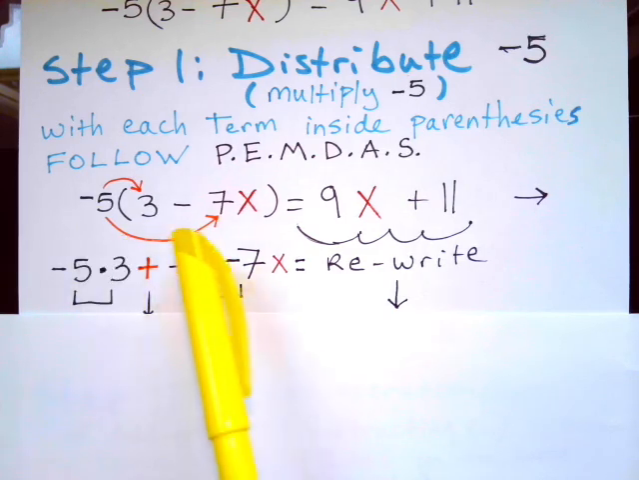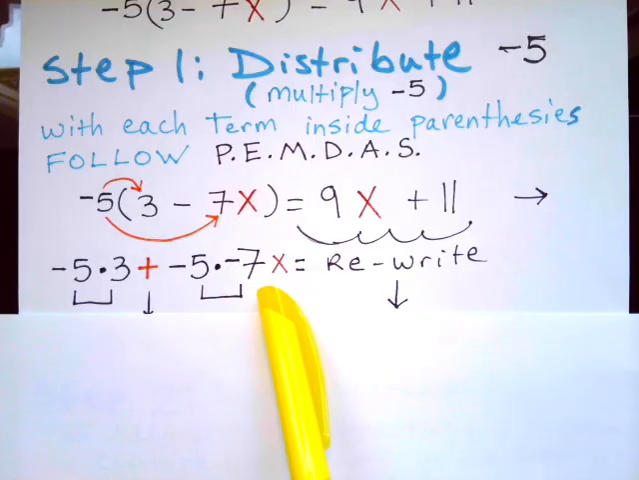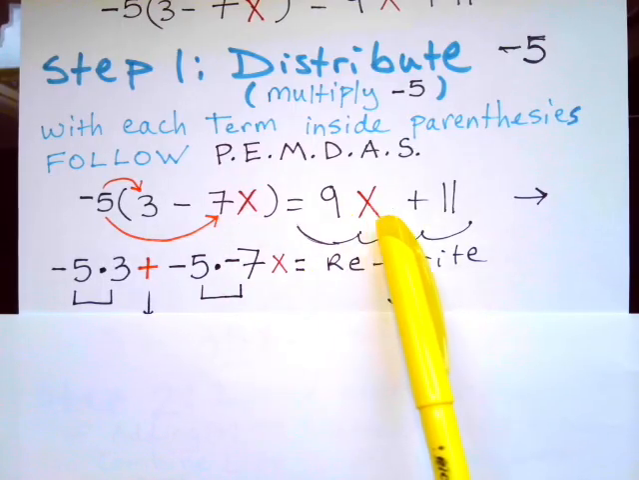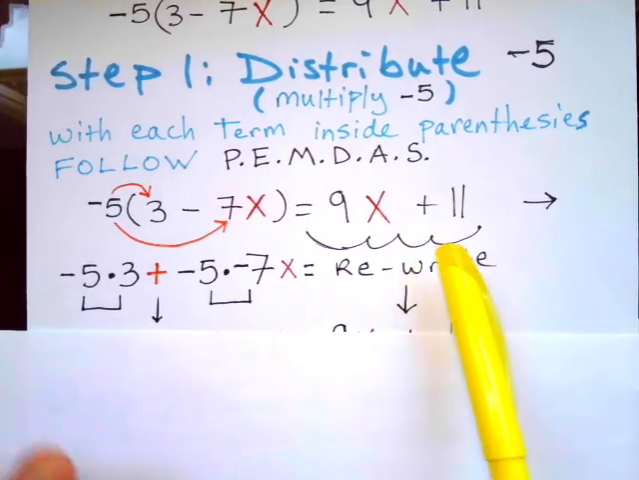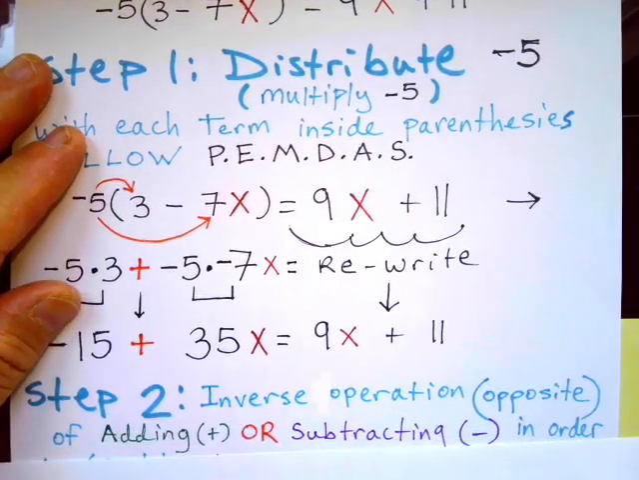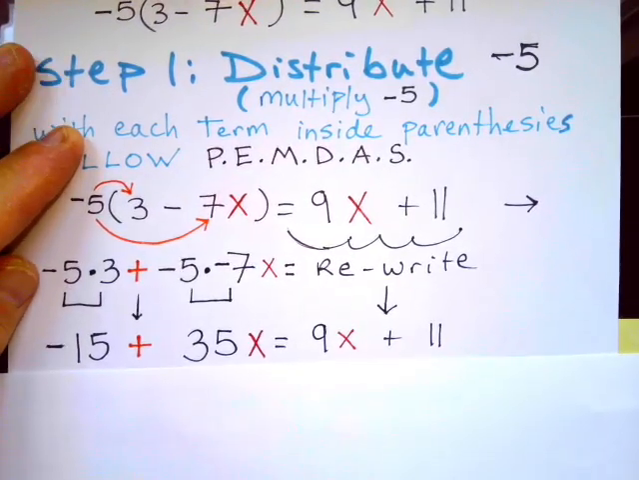All right, so negative 5 times a negative 7x, you see here, equals, and then the 9x plus 11. Since I'm not doing anything there, I'm just going to rewrite that below. So let's take a look here, and you can see.